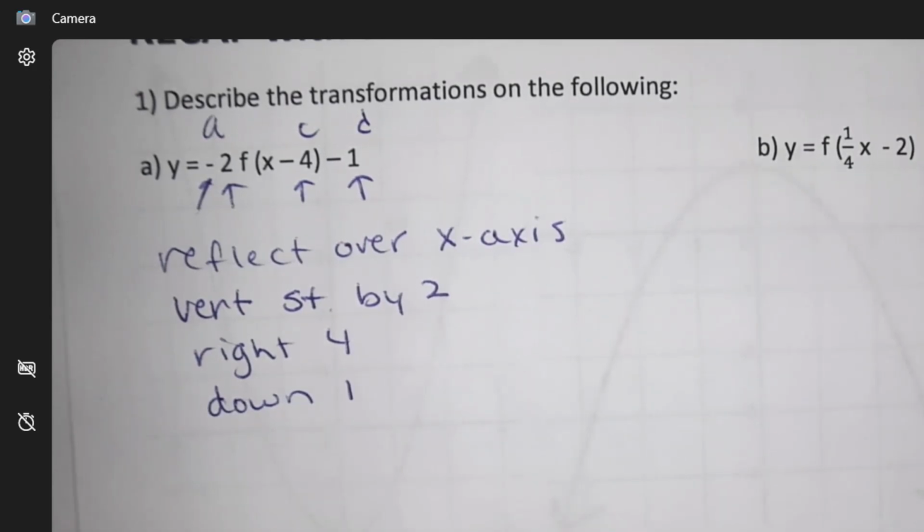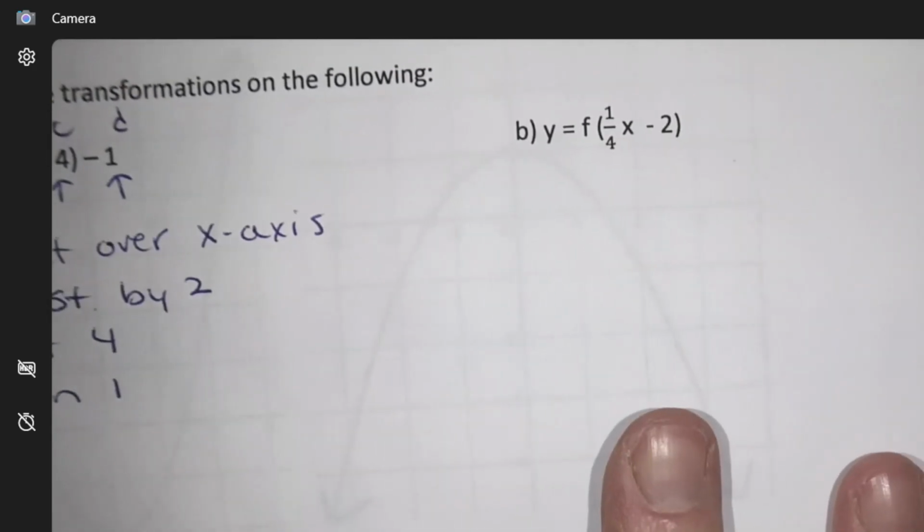On the test, do you want it like stretched by 2? Yeah, I want it stretched by 2, yeah. Because I'm going to tell you why on the other one. There's a little bit of confusion on this one.